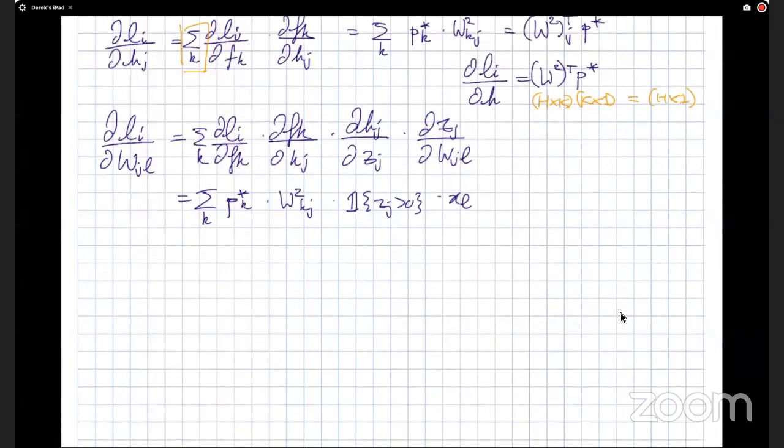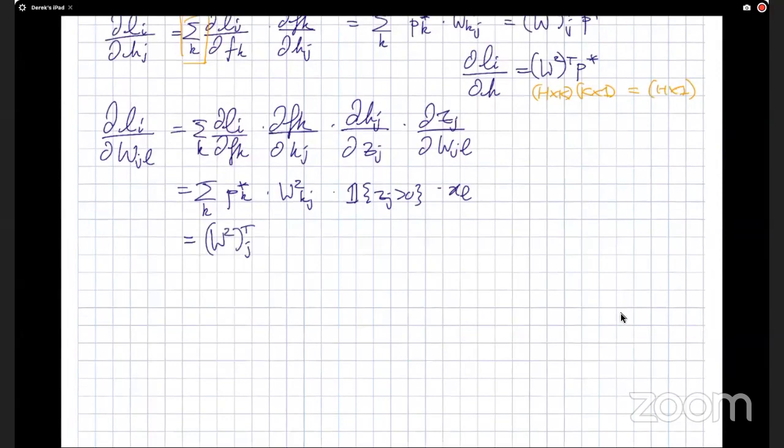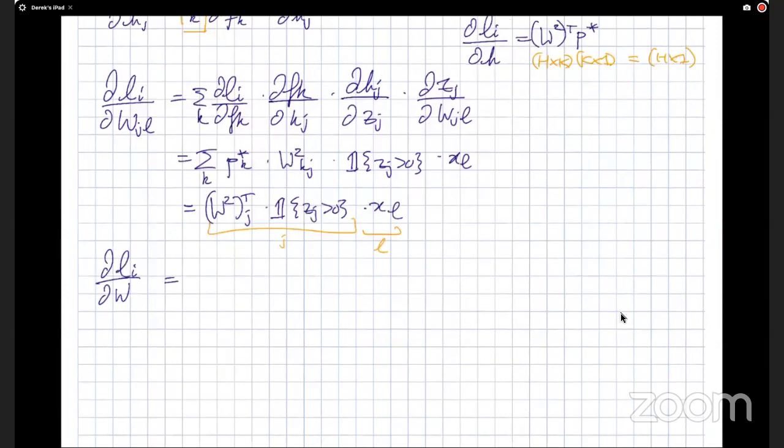So the first part, we've already figured this out. This is actually W2 transpose J, right? Times indicator of Zj greater than 0 times XL. If you look at it, this part is the J part, this part is the L part, right? If you squint your eyes a little bit, you can see that you have something that looks like this. Oh, I missed a P star somewhere. My bad.